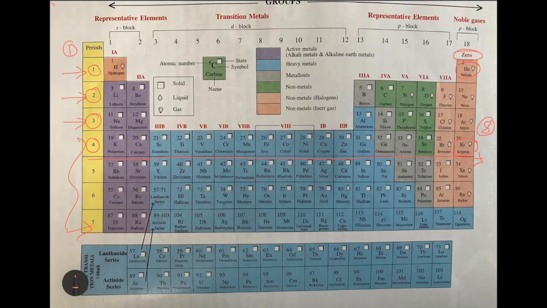Now the first period has only 2 elements. You can see hydrogen and helium. Atomic number is 1 and 2. So period 1 is the shortest period. The second and third periods contain 8 elements. If you count, you'll see there are 8 elements each. Atomic number 3 to 10 in the second, and atomic number 11 to 18 in the third period. These are short periods.